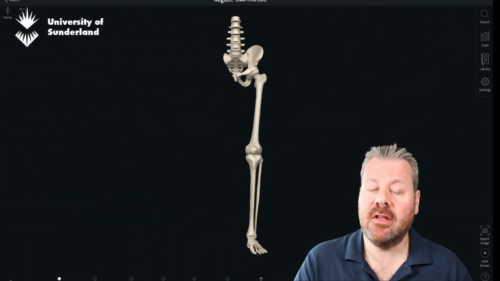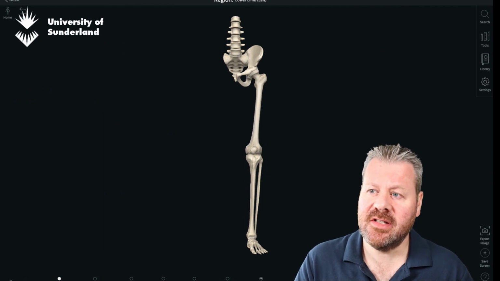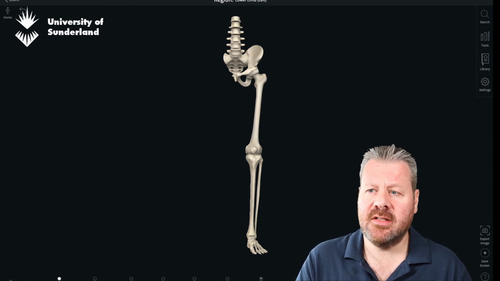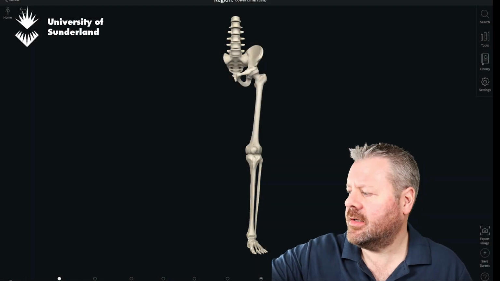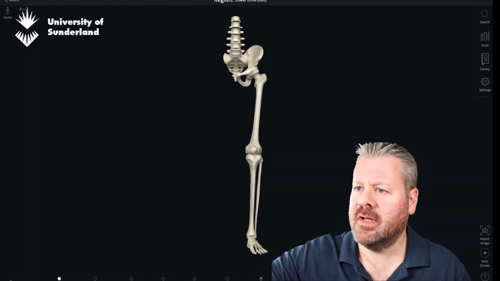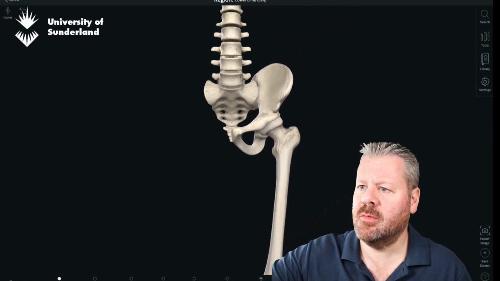So here we are looking at the lower limb in its entirety. You can see the lumbar spine, the sacrum and the coccyx. Let's just zoom in a little bit and get a picture of what we're doing in a little bit more detail. Let me move this over here.